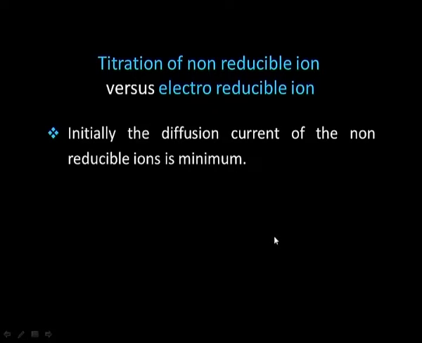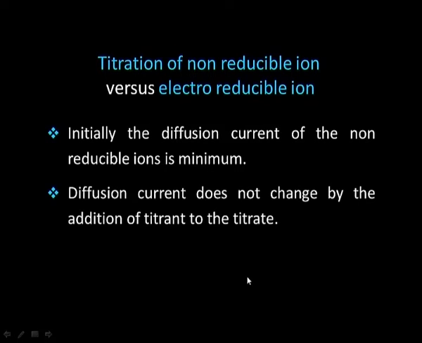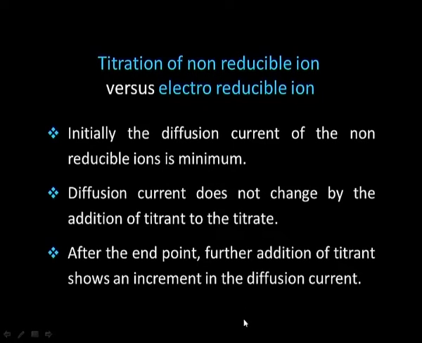Then let us come to titration of non-reducible ion versus electro-reducible ion. In this case, initially the diffusion current of the non-reducible ions is minimum and the diffusion current does not change by the addition of titrant to the titrate. After the end point, further addition of titrant shows an increment in the diffusion current. For example, if we take titration of chloride ions against silver ions.